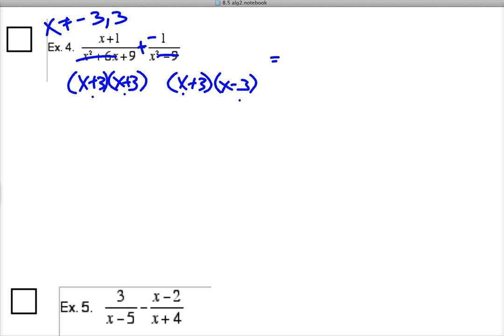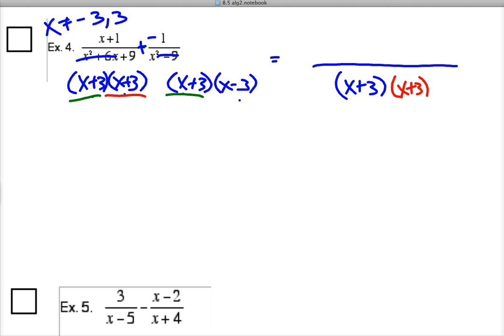Common denominator, what do they have in common? They both have an x plus 3. Write down an x plus 3. Well, what else do they bring to our party here that isn't already there? Well, this one has an extra x plus 3, so I can write that down. And this one right here has an x minus 3. The left-hand side has 2 x plus 3's, but it doesn't have the x minus 3, so I'm going to multiply this one by x minus 3.